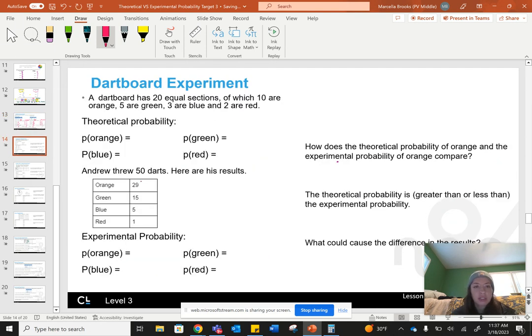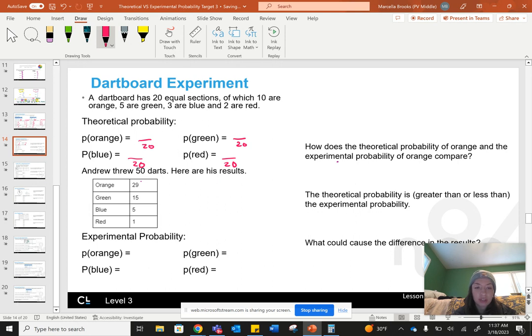All right, the next one says a dartboard has 20 equal sections, 10 of which are orange, 5 are green, 3 are blue, and 2 are red. Okay, so that means there's 20 sections. That's our theoretical 20 sections. So you need to fill out how many are orange, how many are green, how many are blue, how many are red. And then we have the experimental probability chart.